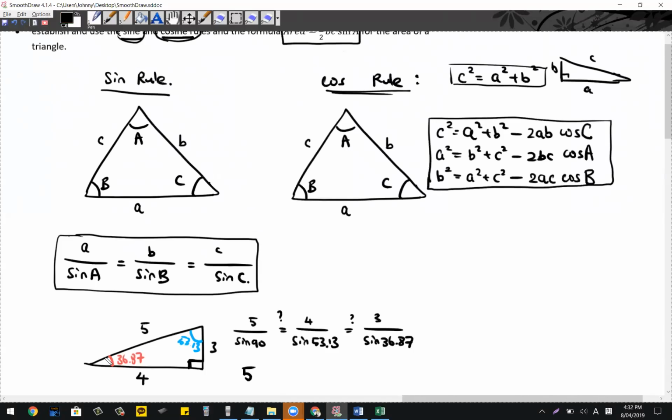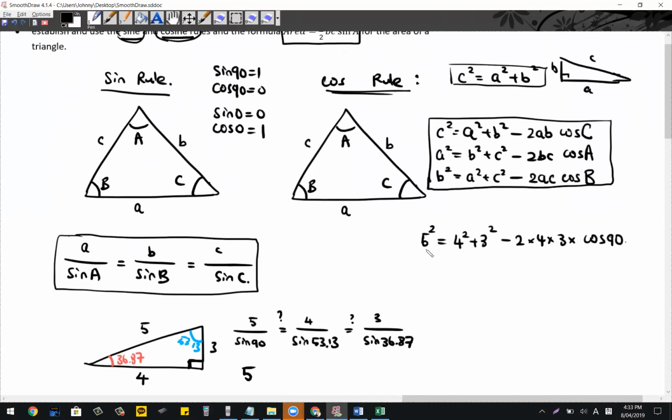Let's see if that works for this one. Is 5 squared the same as 3 squared plus 4 squared minus 2 times 4 times 3 times cosine of 90? Just keep this in your mind: sine 90 is 1, but cosine 90 is 0. Sine of 0 is 0, but cosine of 0 is 1. I'll show you why that is the case.